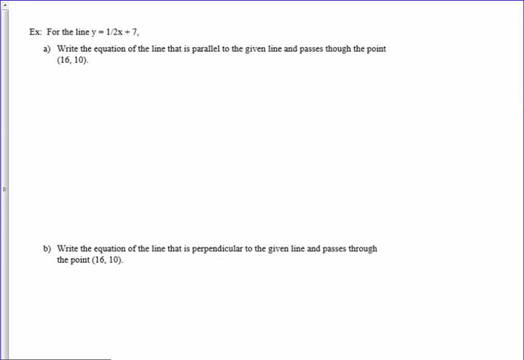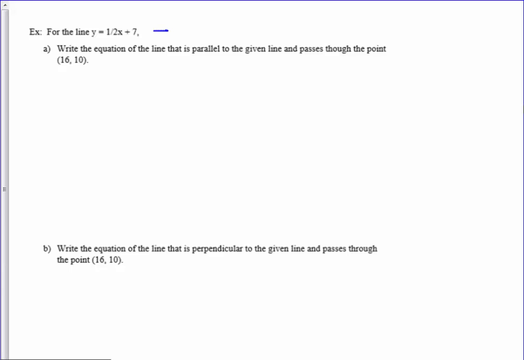This problem is stated in two parts. The first part asks us to write an equation of a line that's parallel to the given line and passes through the given point (16, 10). The second part of the question is essentially the same, except that it wants the equation of a line that's perpendicular to the given line.